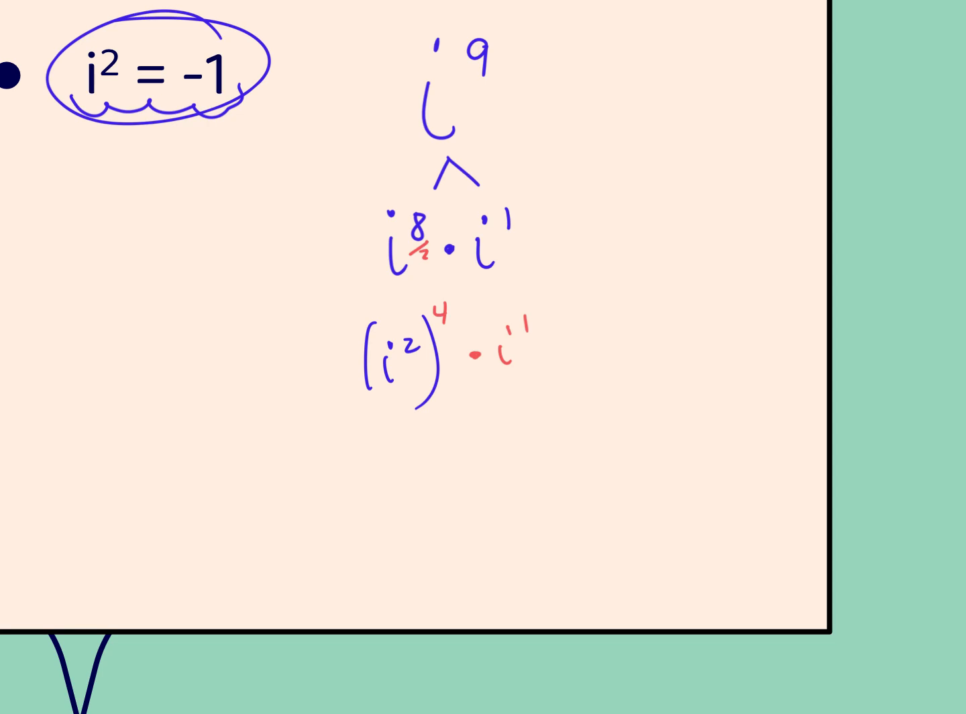Well, what does i squared equal? Negative 1. Can we evaluate negative 1 to the 4th power? What's any negative number raised to an even power? Positive. So what's negative 1 to the 4th power? 1. So what's my answer here? Just i. So what we're going to do is take our exponent. The first step is to break it down to an even and an odd. Then you take the even, divide it by 2, because that'll give you how you get your i squareds.